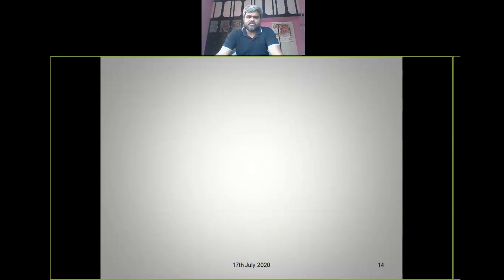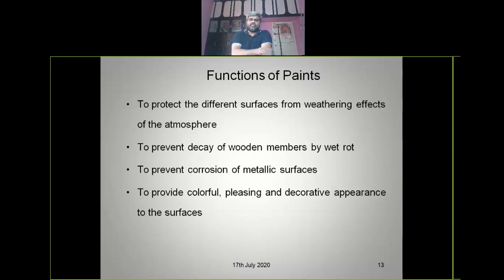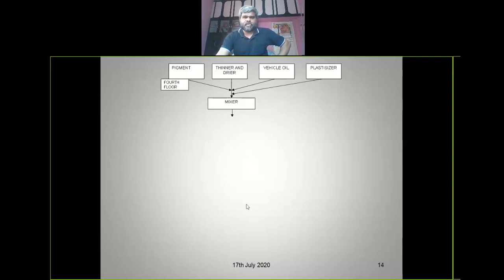Functions of paints. Why do we use paints? So what is the function, the importance of paints? We are using paints to protect the different surfaces from weathering effects of the atmosphere, to prevent decay of wood members or wet rot, to prevent corrosion of metallic surfaces, and to provide a colorful, pleasing and decorative appearance to the surfaces.